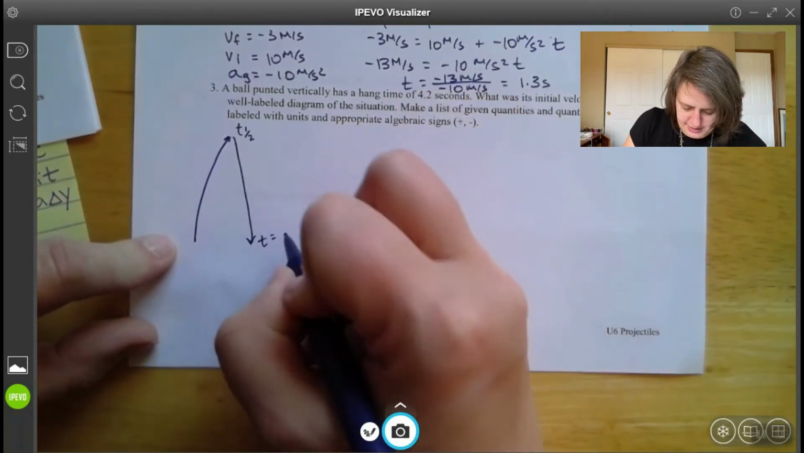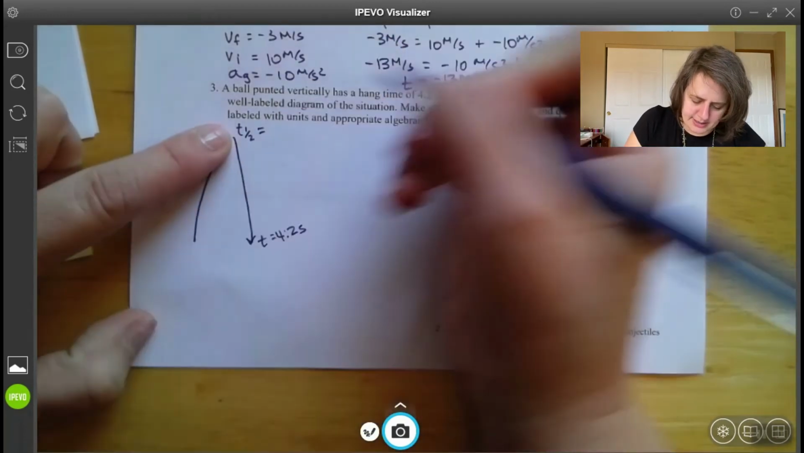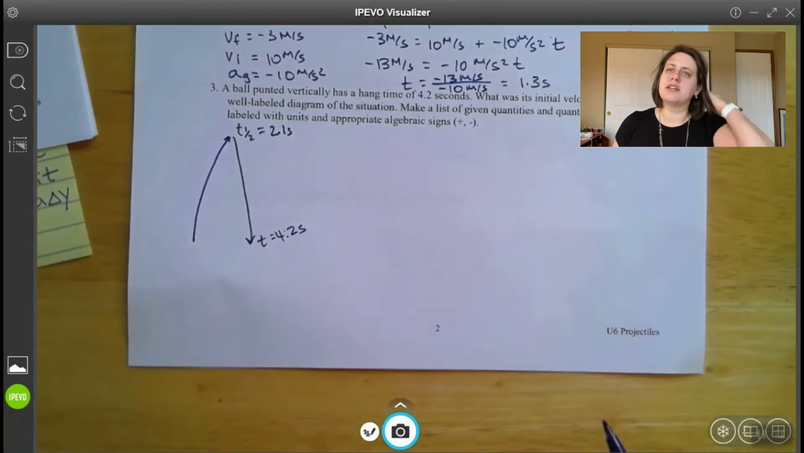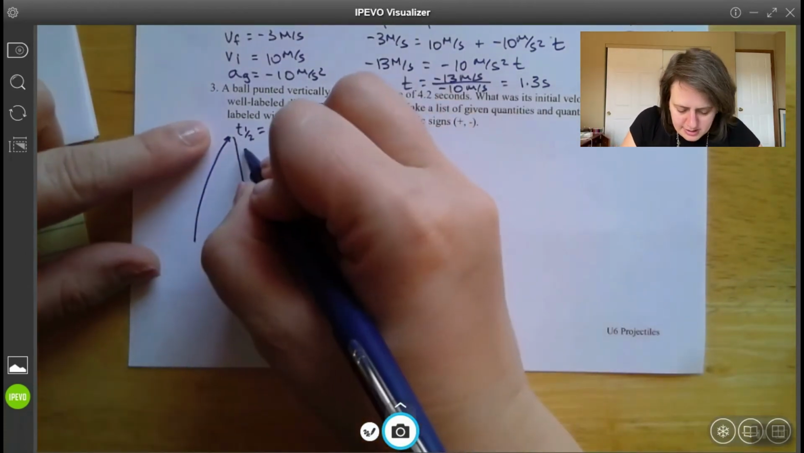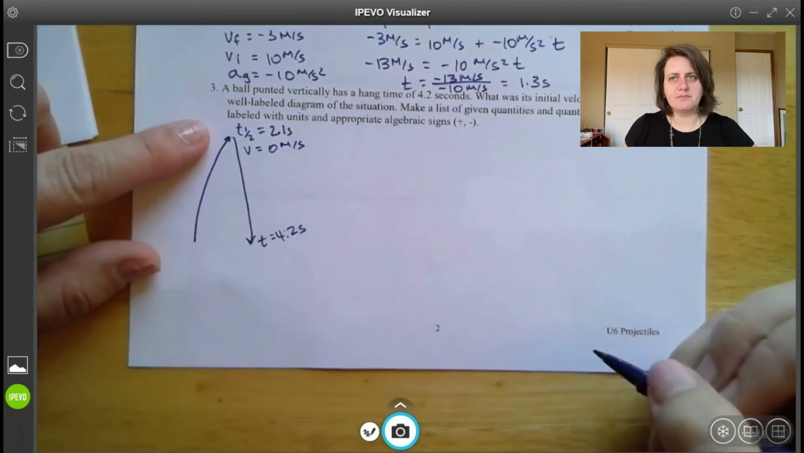So here we know that the time is 4.2 seconds. Up at the top, we know that the time then must be 2.1 seconds. And that's something that's really important for us to realize, because we know things about that point. We also know that at that point, the velocity is 0 meters per second, which is pretty important.